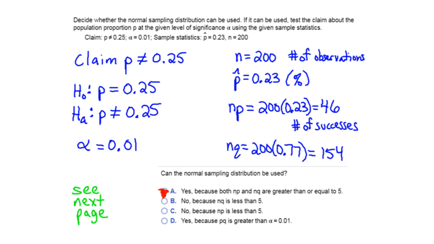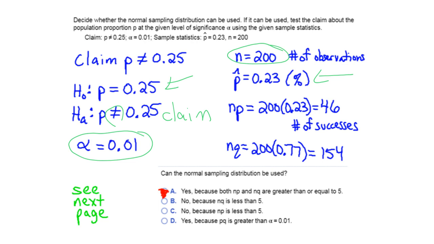Okay, I'm going to walk you through one more. This says that the claim is p is not equal to 0.25. So the claim is here in the alternative because it's not equal to. The complement is equal to, that's my null hypothesis. My alpha is 1%. For the sample, I talked to 200 people, and my p-hat was 0.23.